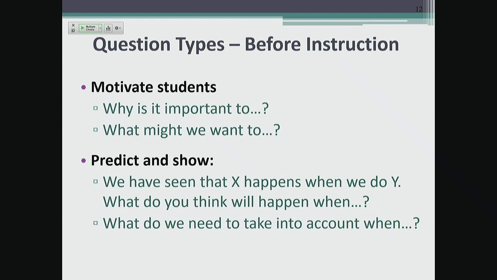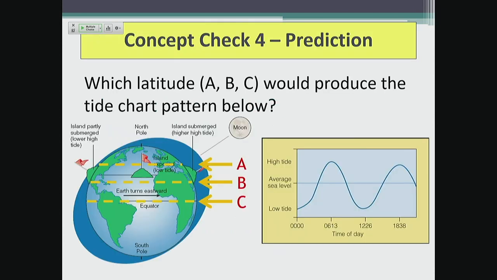Predicting and showing, so they know something's supposed to happen. Well, let's put it in a different scenario. What happens if we do it this way? Or things that you have to factor in and consider in certain situations. So let me give you an example. This is when I teach tides. When I teach tides, one of the things they learn is that the position of the moon, the angle of the moon, called the declination angle, will change how big the tidal height is at a particular latitude.